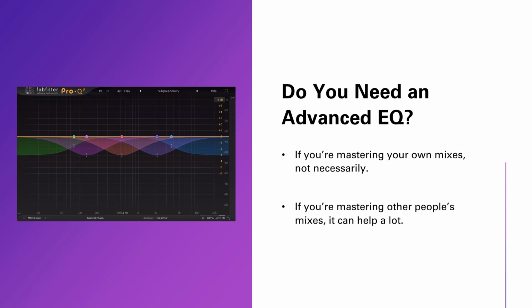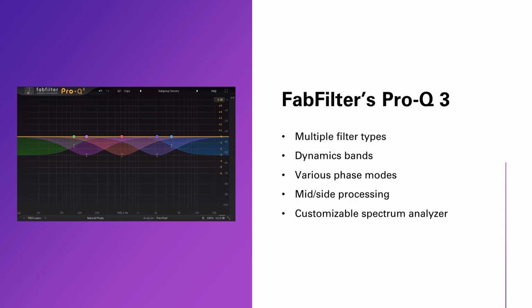FabFilter's Pro Q3 is my mastering EQ of choice because it provides a bunch of different filter types, dynamic bands, various phase modes, mid-side processing, a customizable spectrum analyzer, and tons of other features that make mastering other people's music easier. I don't always have access to a client's full mixing session, so if I can fix a tricky issue using one of the Pro Q3's advanced features without asking the client to bounce a new version of their mix, it saves time. We could dive really deep into this plugin, but this is an entry-level mastering tutorial, so we're going to keep things light.